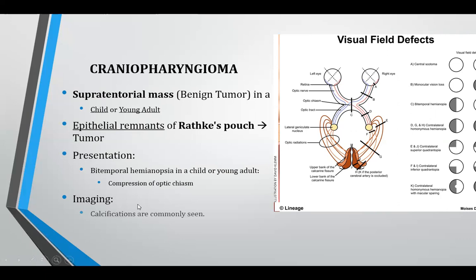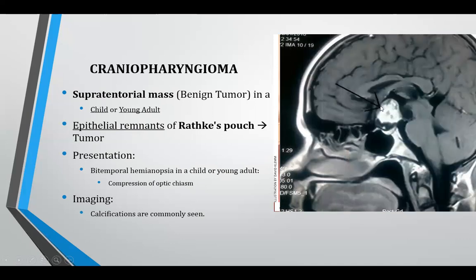In imaging, you will see calcifications, and over here it is shown that these are the calcifications in a child who has a craniopharyngioma. So this is a typical diagnostic picture of the craniopharyngioma. The craniopharyngioma tends to recur after resection. Whenever it is resected, it may recur. So that's all for the craniopharyngioma.